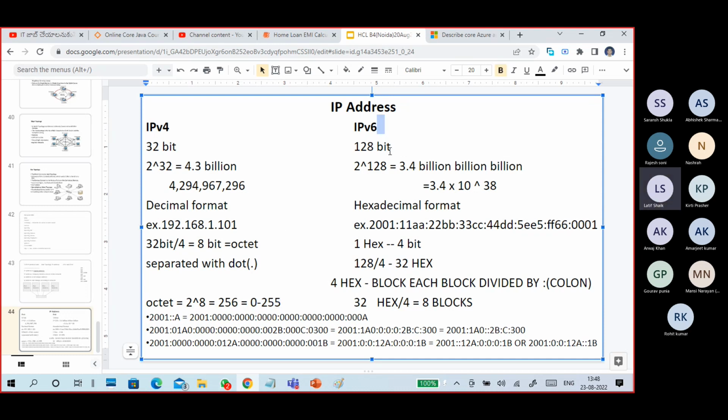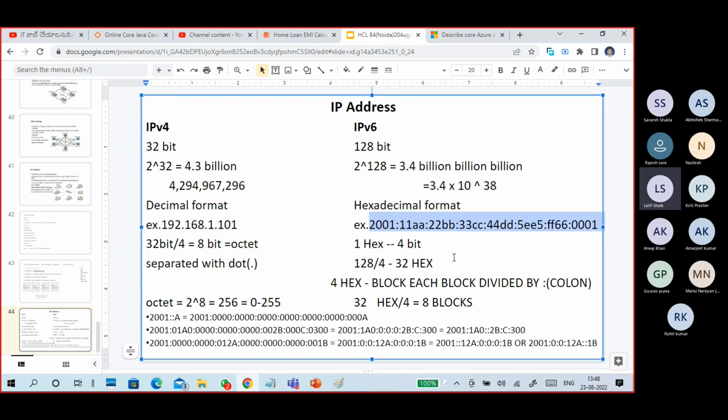And IPv6 is 128-bit. 2 to the power of 128 is 3.4 into 10 to the power of 38 IP addresses we are getting. It is represented in hexadecimal format.